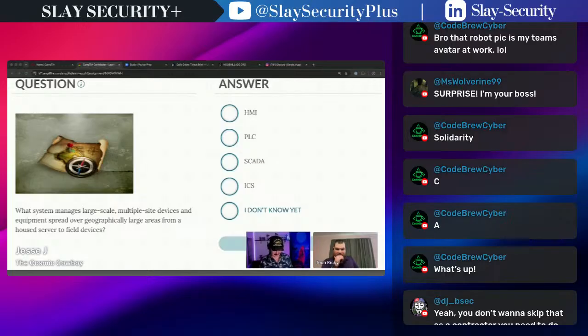I'm gonna Google it. Nope, it's not HMI. What do you guys think? This one has got me. I don't think it's SCADA. HMI stands for Human Machine Interface. I thought SCADA was local to the location. I didn't think it was used for that.